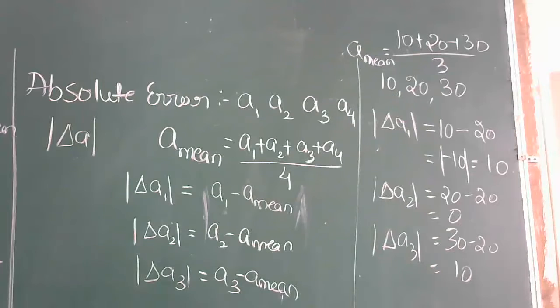If it is clear, I will proceed with relative error next. At the end, I'll give you a numerical, which you have to solve yourself. Focus on this. If you have any doubt, you can ask me. Any doubt here? How to calculate absolute error? It is very simple. First calculate the mean of whatever numbers there are. Mean means adding all numbers divided by how many numbers there are, whether 3, 4, 5 or 10. Adding all numbers divided by that many numbers, you will get the mean. Then simple: first one minus mean, second one minus mean.